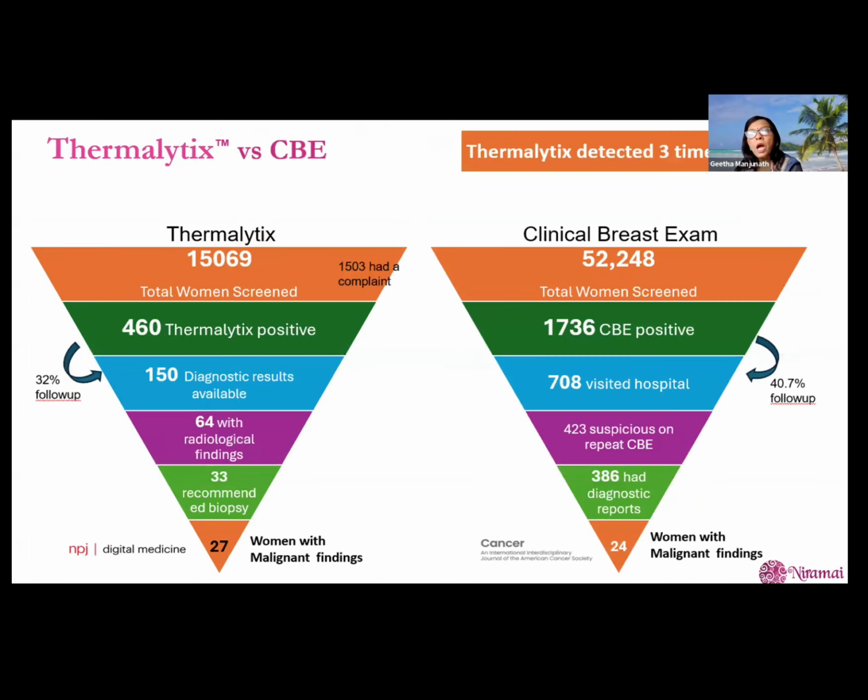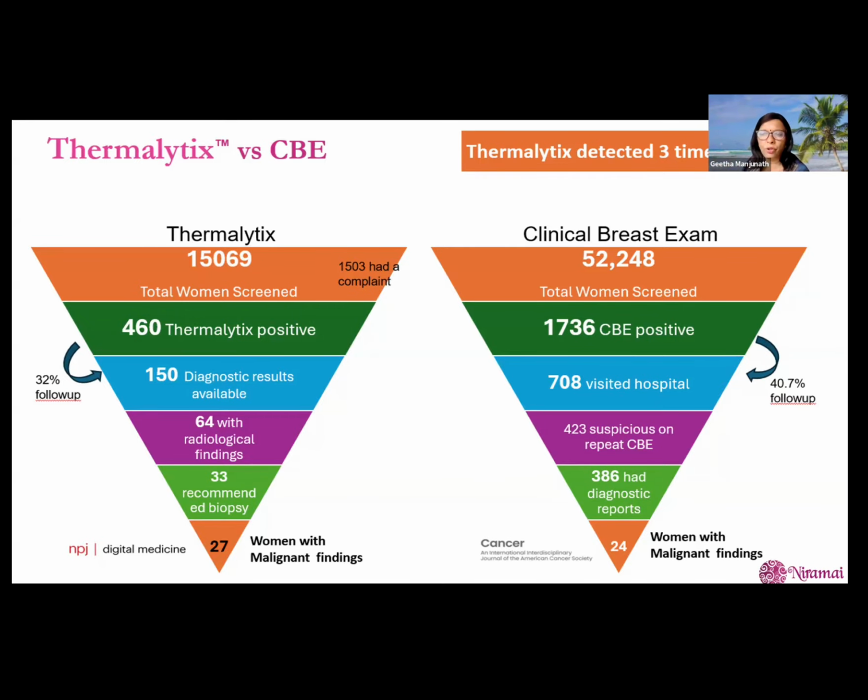Now, the question is, how does it compare with hand-based examination, which is used today? So we compared with another study published in Cancer, a very big, reputed journal. There, 50,000 women were screened and 24 cancers were detected with multiple types of CBE, hand-based examination. Here we were able to detect more cancers with one third the number of people, which means this test is able to detect 3 times more cancer than clinical breast examination.